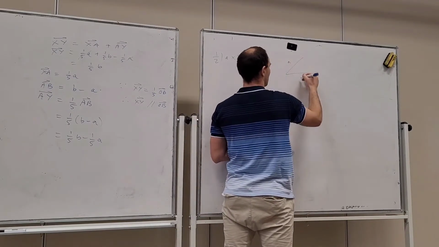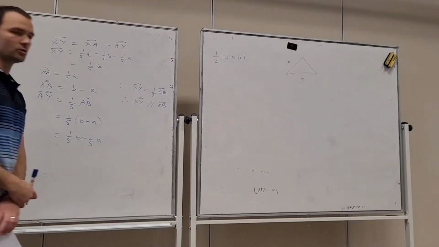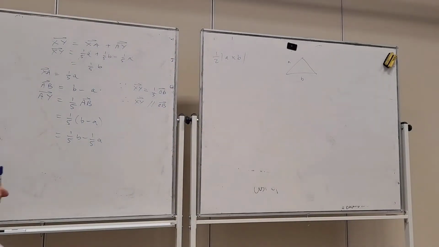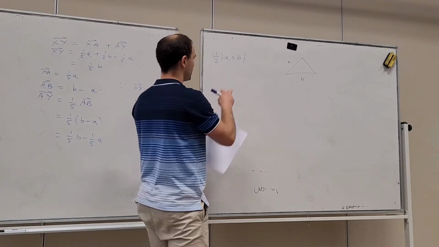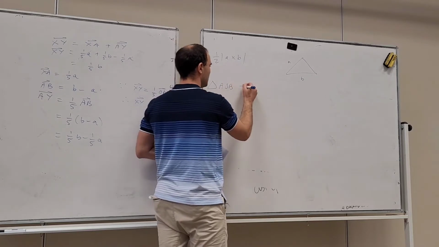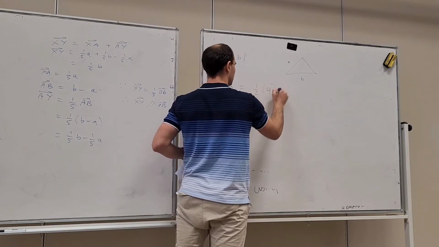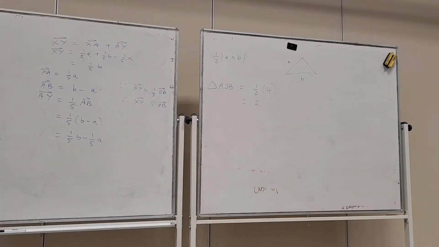Okay? If this is a triangle, this is A, this is B, then the area of a triangle is half the modulus of A cross B. Alright, now we're told the modulus of A cross B is 4, so therefore the area of triangle AOB is half of 4, which is 2. Alright, so triangle OAB, not AOB. Same triangle, different way of notating it.